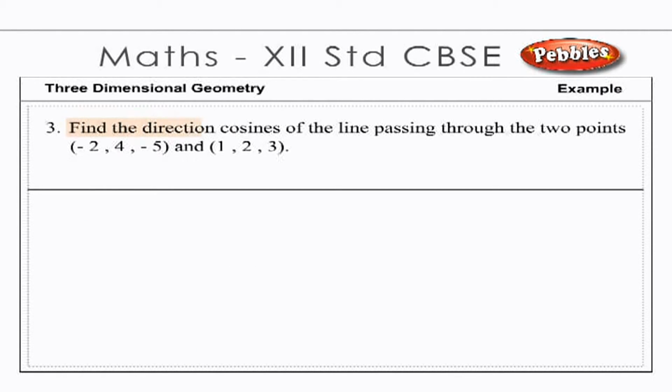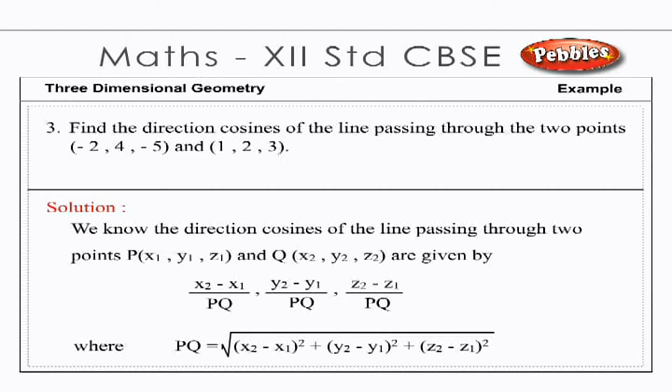Example. Find the direction cosines of a line passing through the 2 points minus 2, 4, minus 5 and 1, 2, 3. Solution. We know the direction cosines of a line passing through 2 points P(x1, y1, z1) and Q(x2, y2, z2) are given by x2 minus x1 by PQ, y2 minus y1 by PQ, z2 minus z1 by PQ, where PQ is equal to root of (x2 minus x1) the whole square plus (y2 minus y1) the whole square plus (z2 minus z1) the whole square.